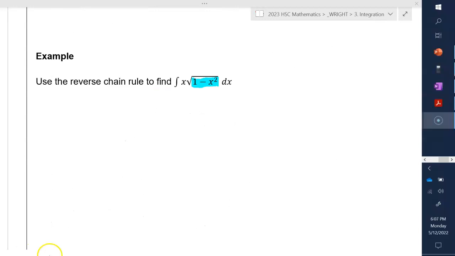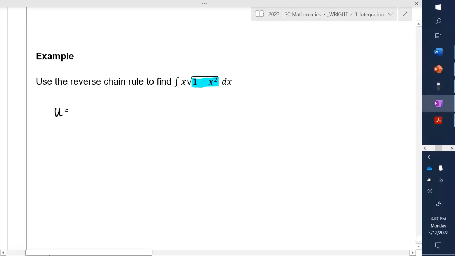Okay, so let's have a look at the next example. We're looking at the reverse chain rule to find the integral of x times the square root of 1 minus x squared. There are a few ways to do this, and different textbooks might look at it a little bit differently. I'm going to show you the way that I like to do this, and I'm going to look at what's happening underneath the square root sign, and I'm going to do a substitution.